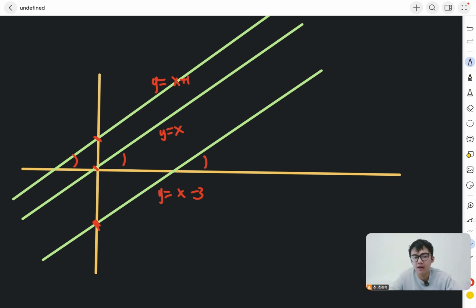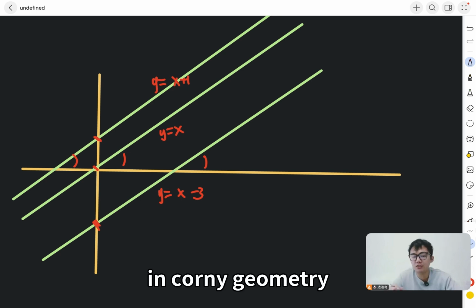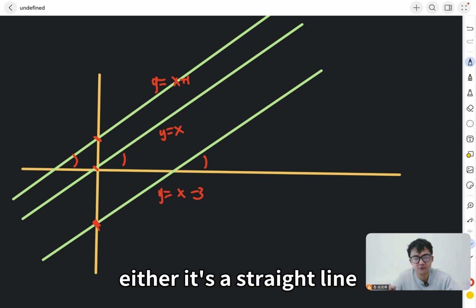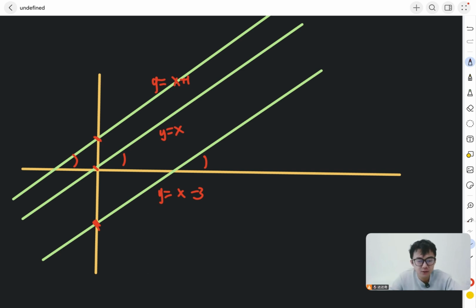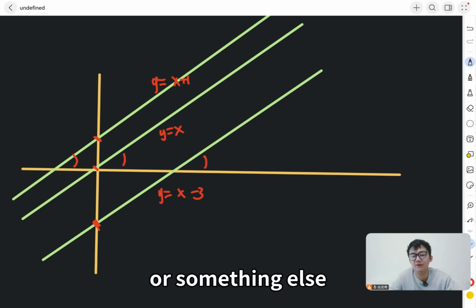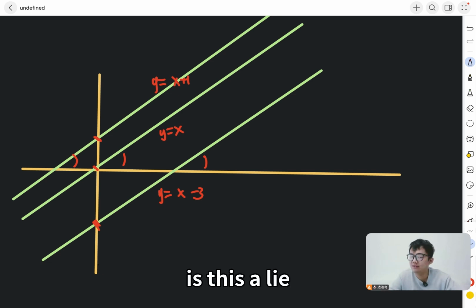So to sum up, understanding lines is very fundamental. In coordinate geometry, any graph is essentially one of two things. Either it's a straight line or it's not. If it's not a straight line, what will it look like? We could dig deeper into whether it's a parabola, a hyperbola, or something else. But the first and most important check is always: is this a line?